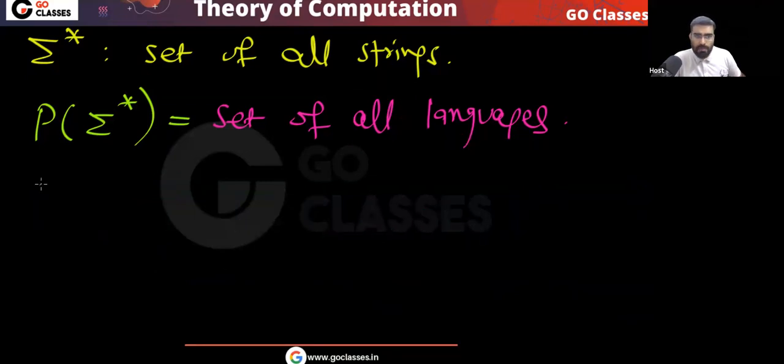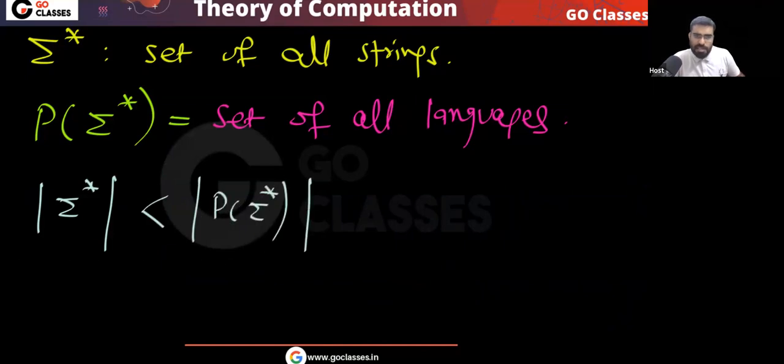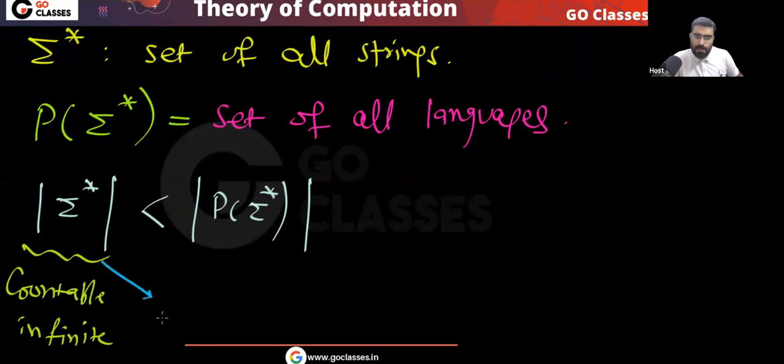Now you tell me one thing. You know that the cardinality of sigma star is strictly less than what? It is strictly less than the cardinality of power set of sigma star. Now sigma star is countably infinite, that is aleph null. So what will be the power set of sigma star? That will be uncountable.